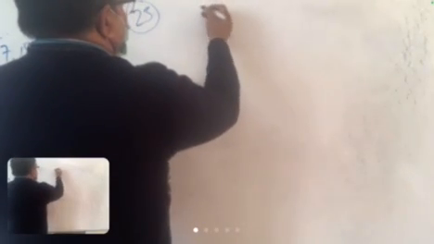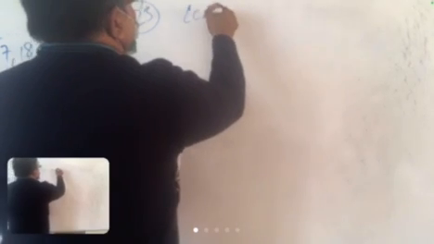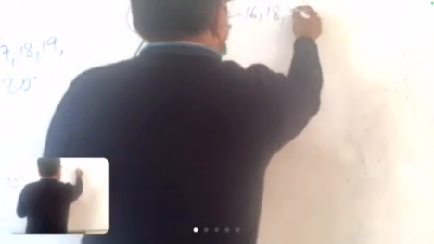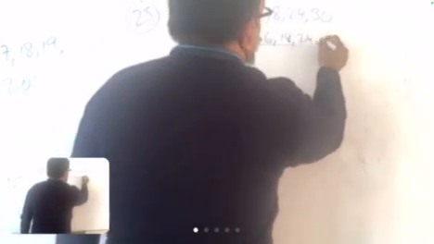So first we have to take out the LCM of 16, 18, 24 and 30. Yes, so take out the LCM of 16, 18, 24 and 30 fast. Everyone do it fast by your own.